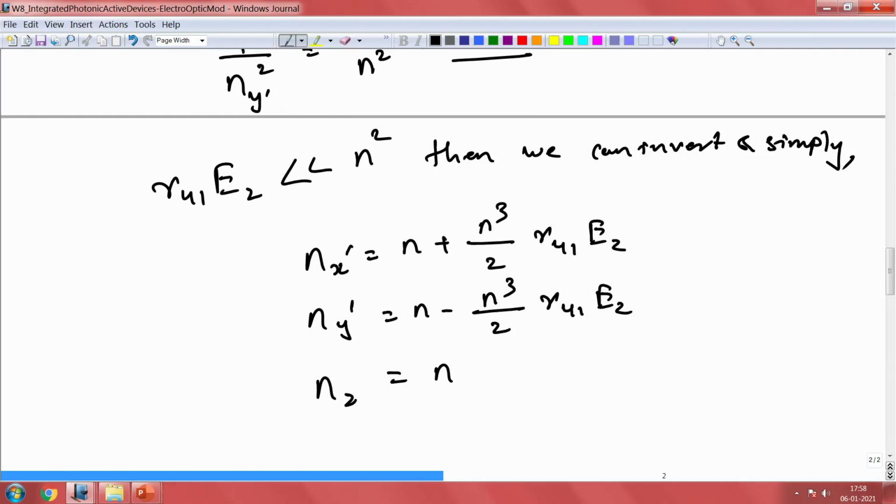So, now we see that the principal indices here are linearly modified by the applied field. So, that is an interesting thing here. So, when we look at this, there is nothing much difference between these two. When you have an electric field, then in the same proportion it will change along x and it will also change along y, right.